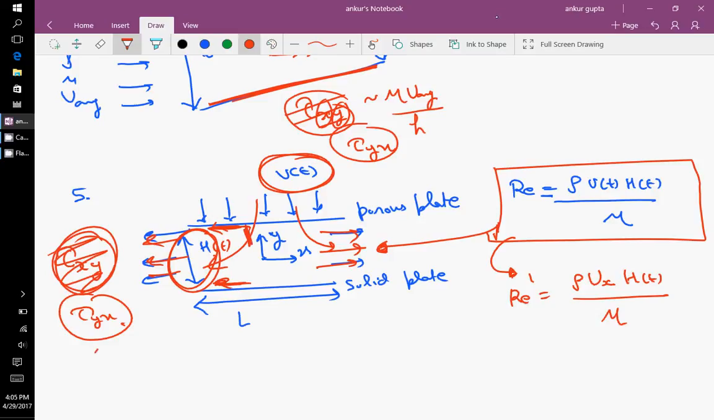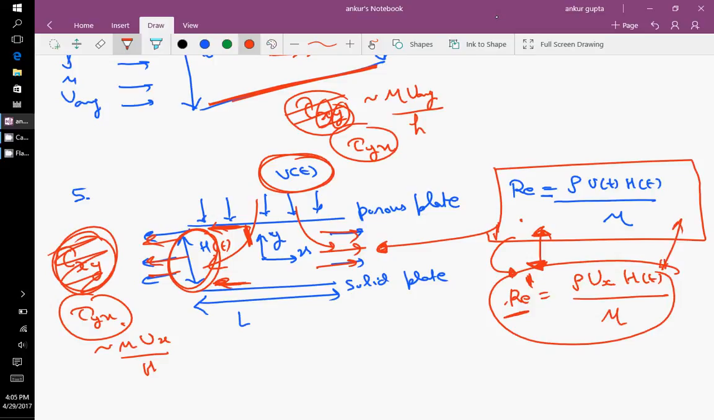And that will still have mu, basically ux by h, right? So this is the most appropriate length scale, but these two Reynolds numbers are not the same. So when students performed order of magnitude analysis, they forgot that this Reynolds number is not the same as this, and they just used Re prime, which I'm defining here as rho ux h by mu, as the same as the Reynolds number that was given in the problem.